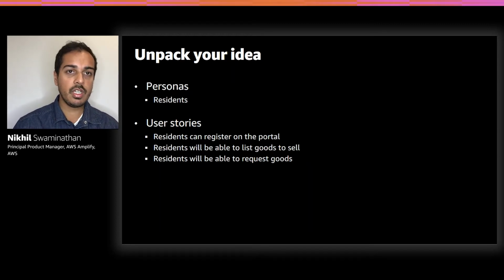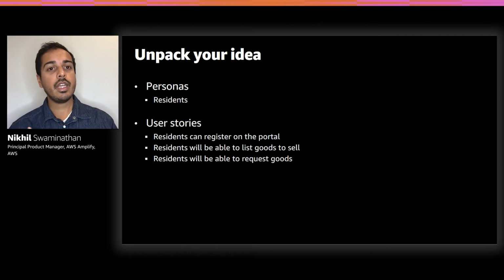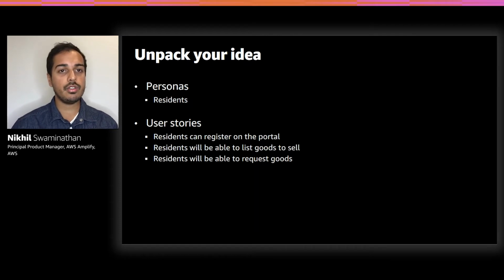Once you've got the personas defined, you can now focus on the user stories. For example, residents can register on a portal once a neighborhood admin has invited them. And then once a resident has logged in, they can list goods and then other residents can comment on whether they want to buy the goods or not. For the purposes of this demo, we're going to scope this product down to just these requirements, though obviously you could see how this could expand in scope.